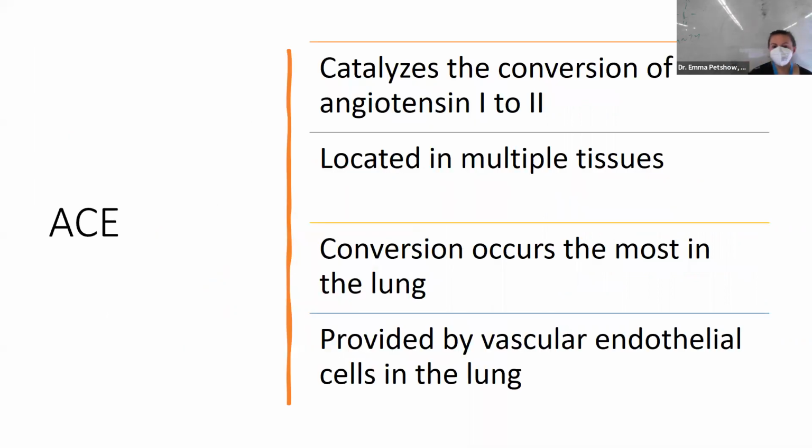ACE, this maybe will be helpful. It is not just located in the lungs. So this might help answer your question. It's primarily created in pulmonary tissue, and that's where the conversion occurs the most, but it's local to many other places, which is why it can happen in the kidney, it can happen throughout the body. And it's produced or provided by the vascular endothelial cells in the lung. That's what produces it. So this might help a little bit answer the question that we had online.